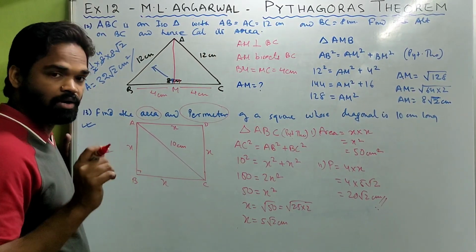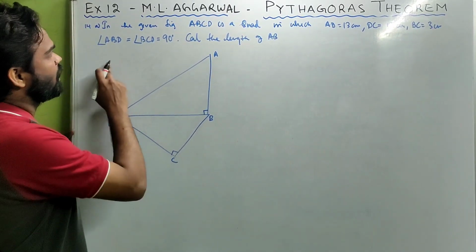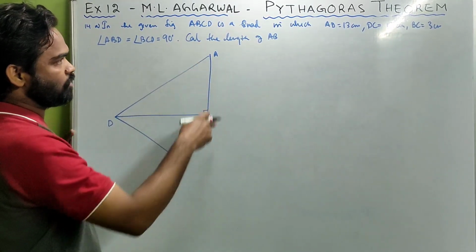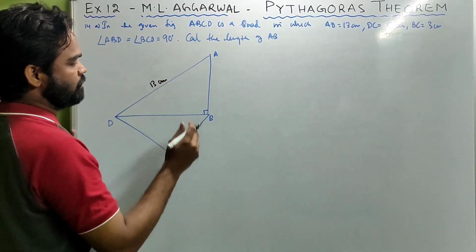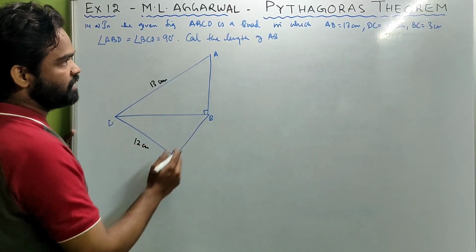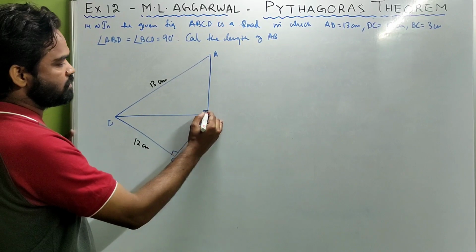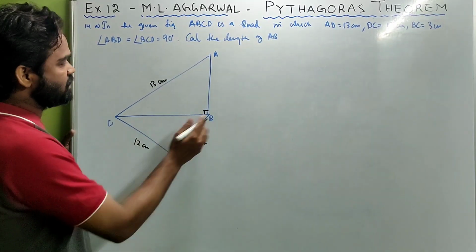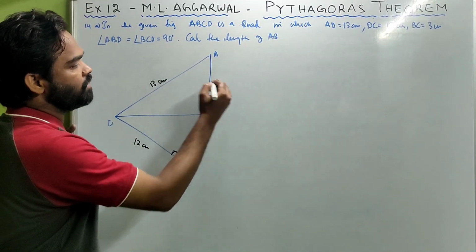Okay. Now let us look at the next sum. Now look at this sum. 14e. In the given figure, ABCD is a quadrilateral in which AD is 13 centimeter, DC is 12 centimeter, BC is 3 centimeter, and angle ABD, which means this angle, is equal to angle BCD, which means this angle is 90 degree. Calculate the length of AB.